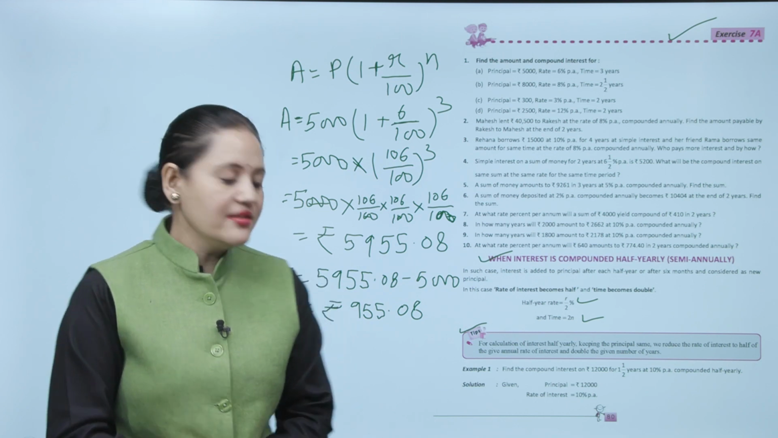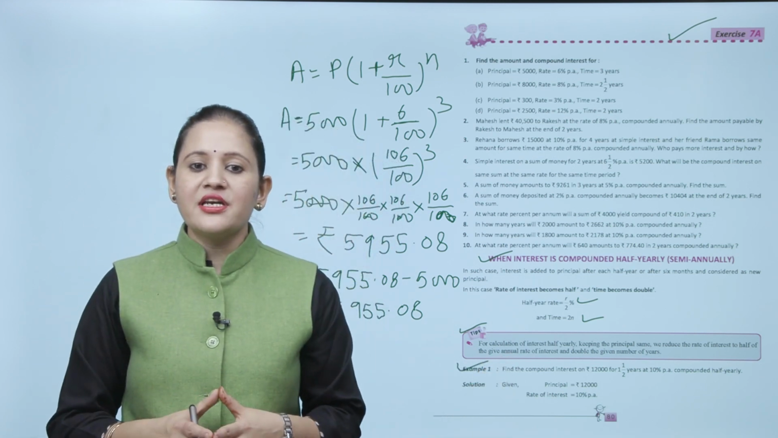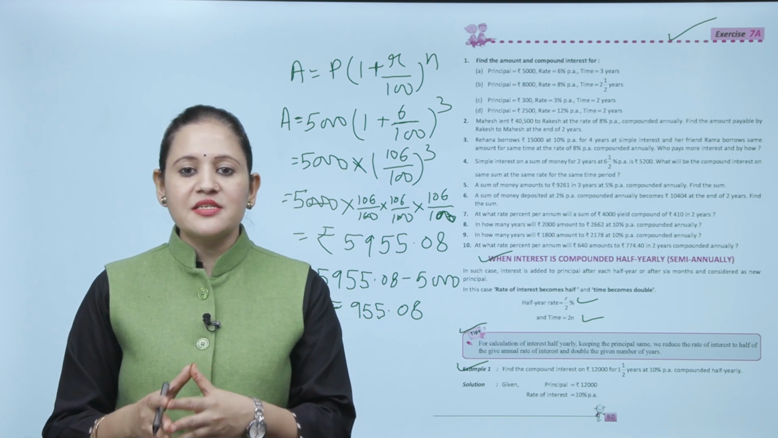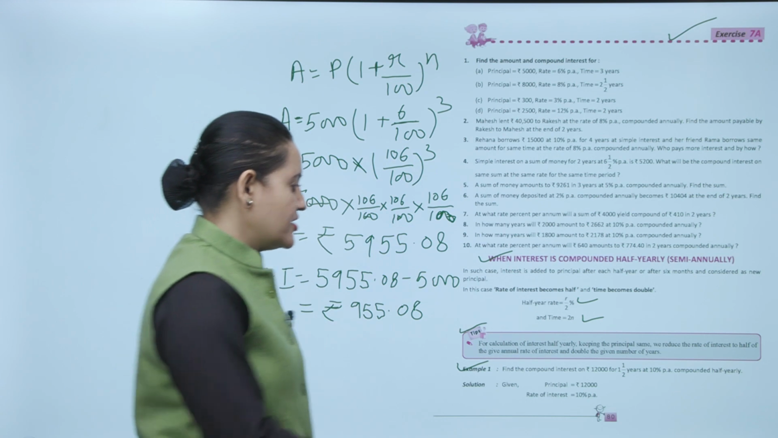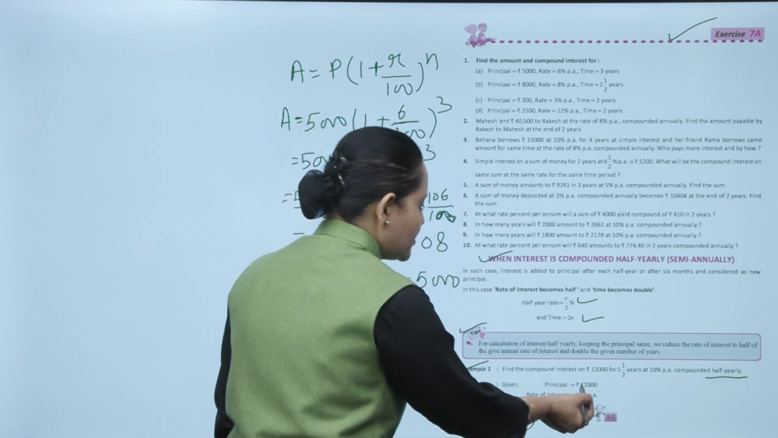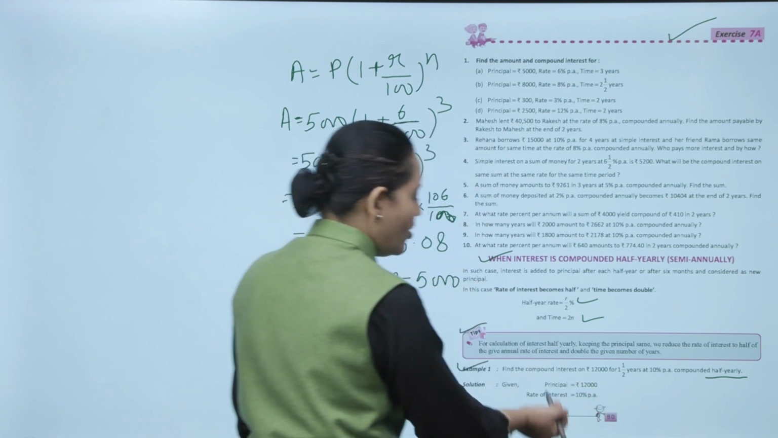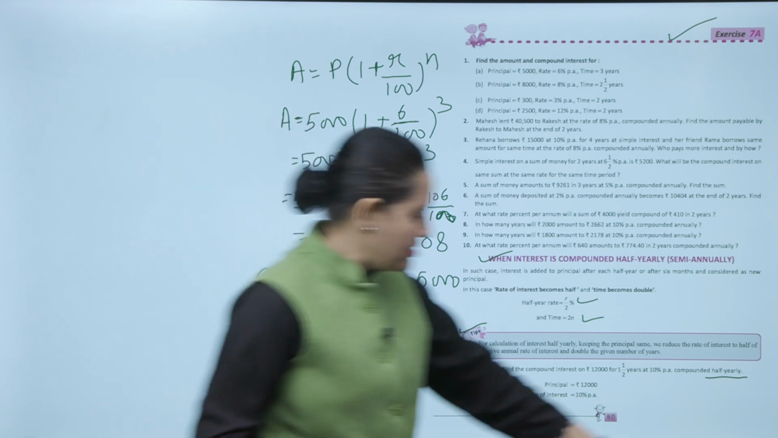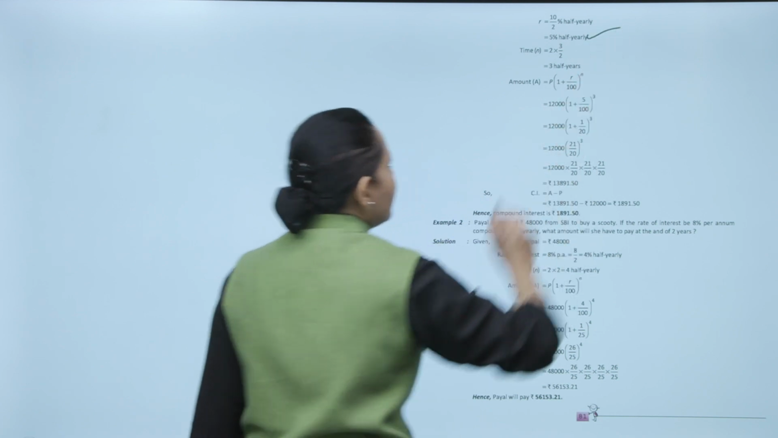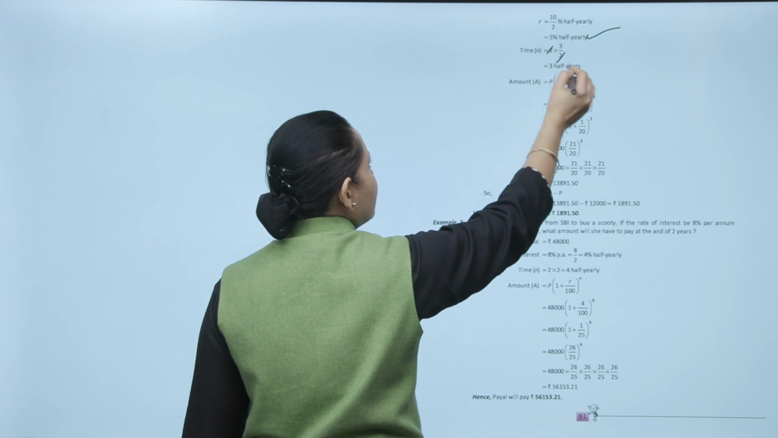Now we'll take an example. Find the compound interest on rupees 12,000 for 1.5 years at 10% per annum compounded half yearly. So the interest we have to compound is half yearly. Principal equals rupees 12,000. Rate of interest is 10%. So here it will become half, so that is 5% for half yearly, and time will double: 2 into 3/2, that is 3 years.